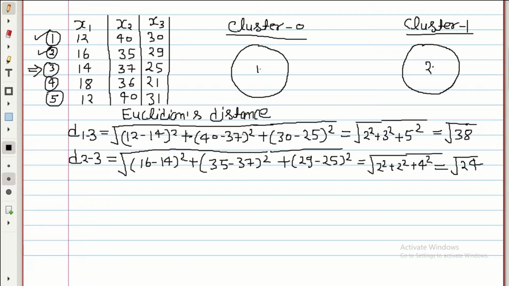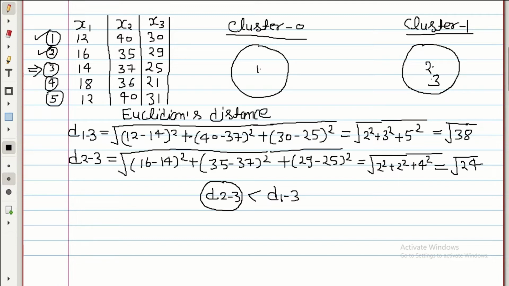So in this case you can see that D23 is less than D13. That means instance number 3 is closer to 2. So instance number 3 will be part of cluster number 1. It would not be part of cluster number 0.